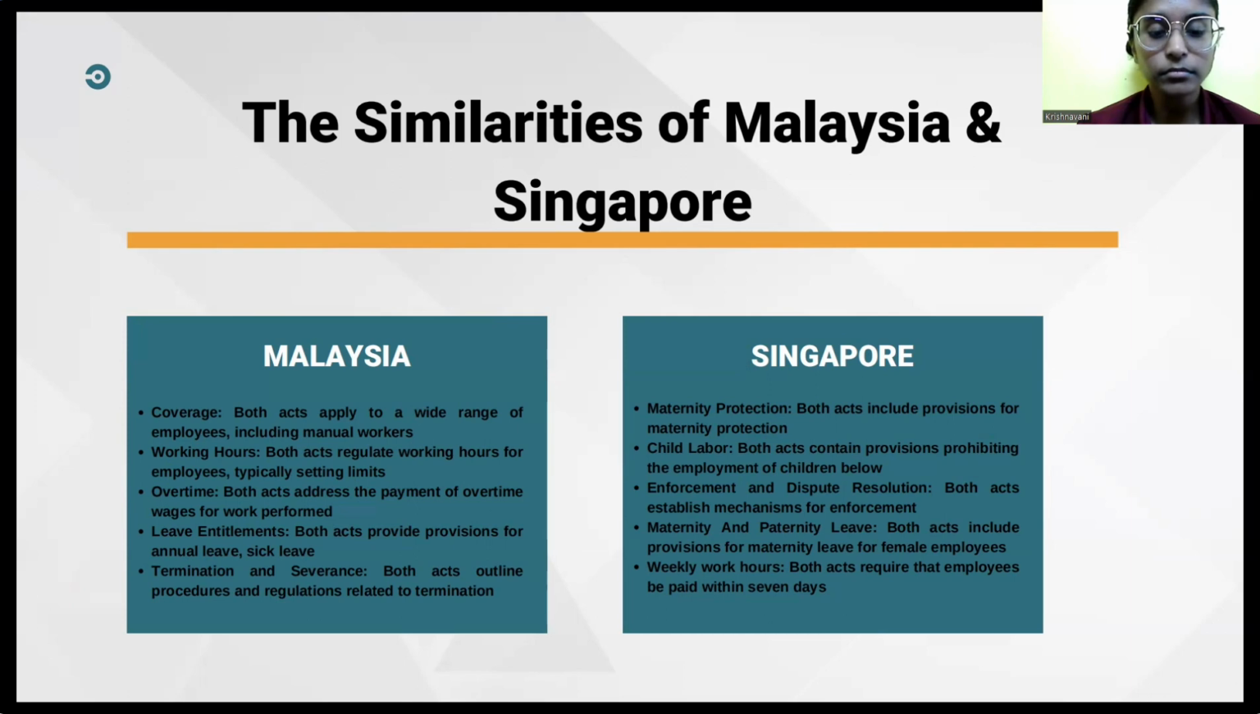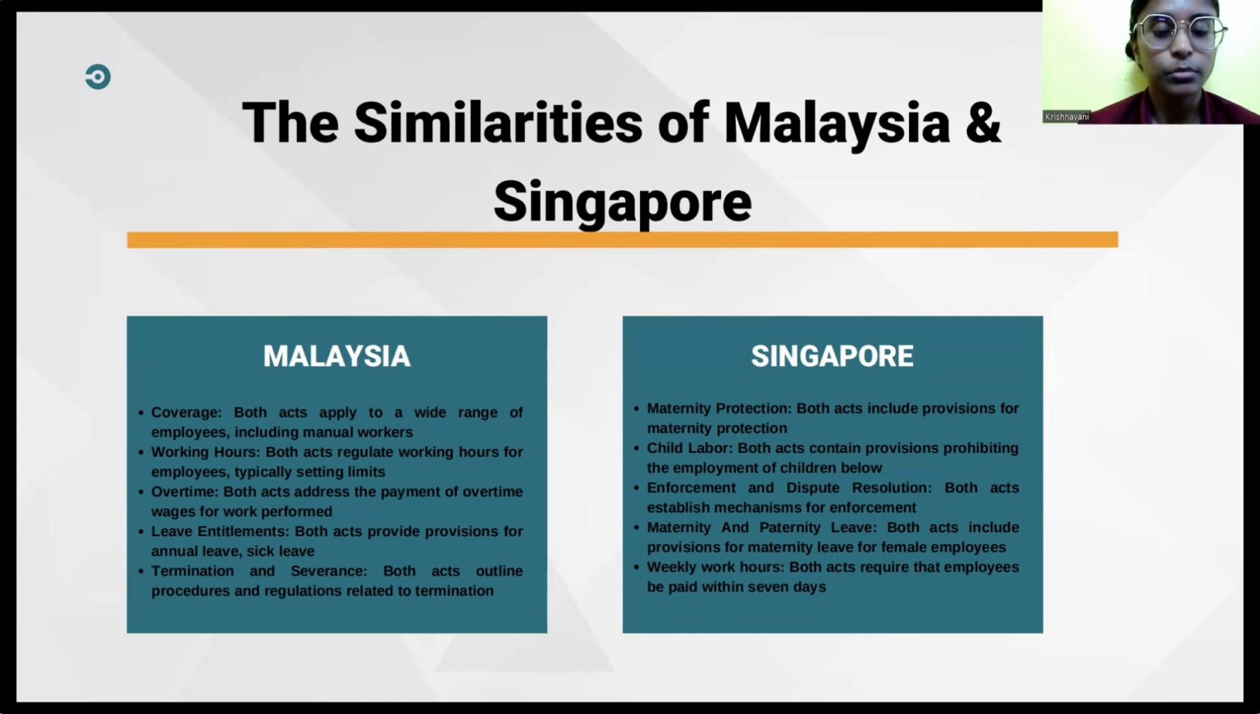First one, scope. Both acts apply to most employees, including manual laborers, clerical workers, and professionals, with some exceptions for managerial or executive positions. Next one, coverage. Both acts apply to a wide range of employees, including manual workers, clerical staff, and non-managerial employees, while excluding certain groups such as domestic workers, seafarers, and public servants.